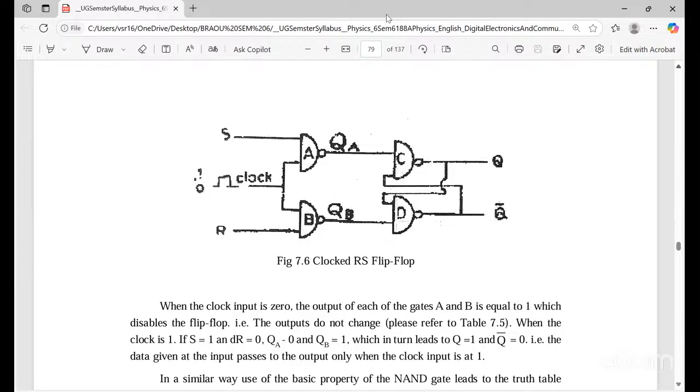So this is the clocked RS. This is A, B, C, D. Q bar, Q bar. Q and Q bar. So here, this is the clock.